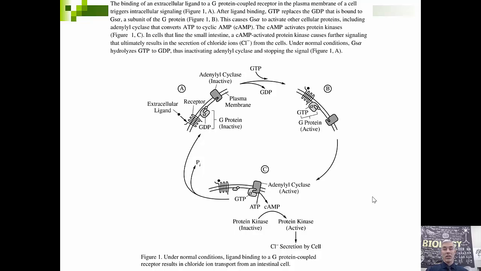Under normal conditions, so again, that's the response, right? The chloride ion release. Under normal conditions, GS-alpha hydrolyzes GTP to GDP, thus inactivating adenylyl cyclase and stopping the signal. So what you can see here, right, ligand binds to receptor, activates G protein, it slides over. You're going to see it go here. It's going to activate this. This is going to produce cyclic AMP. Cyclic AMP is going to activate the protein kinase, and then that's going to eventually trigger chloride release from the cell. So what they're going to do to this is manipulate different proteins.